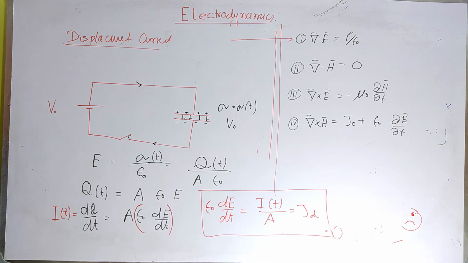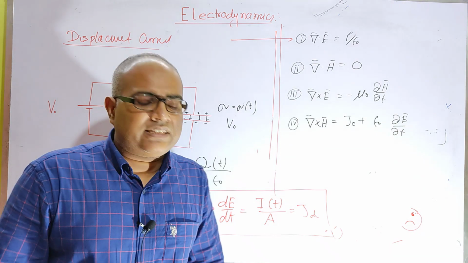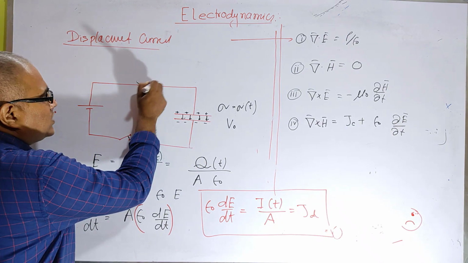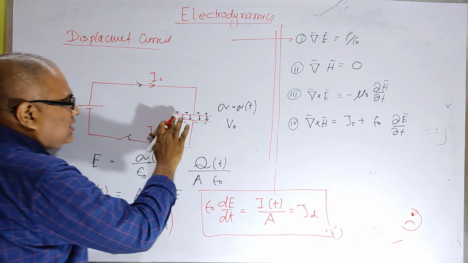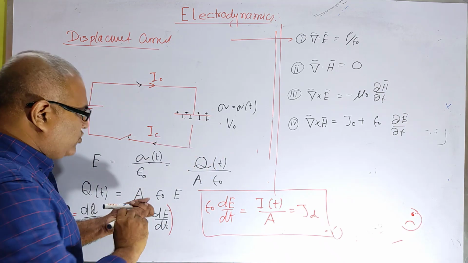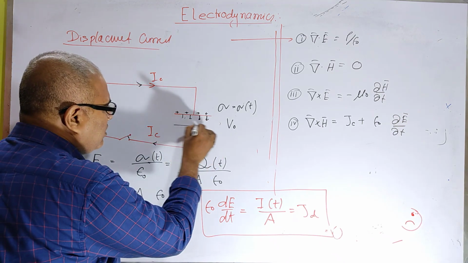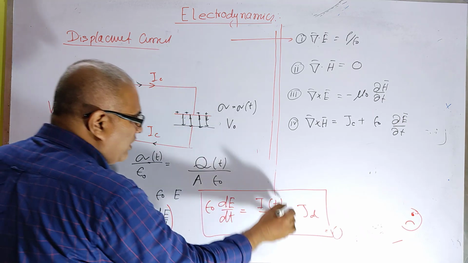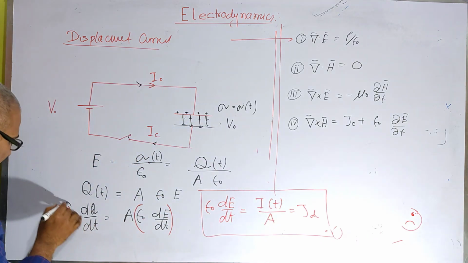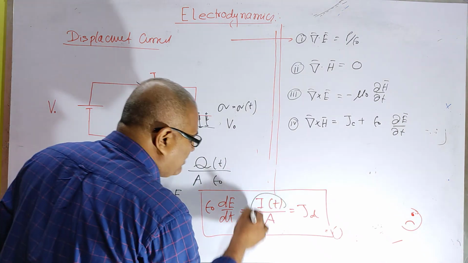Obviously there is some current flowing in the circuit. So this is conduction current. I am not talking about this. My question is to all of you: where is the existence of this current? What do you mean by it? Where is it?